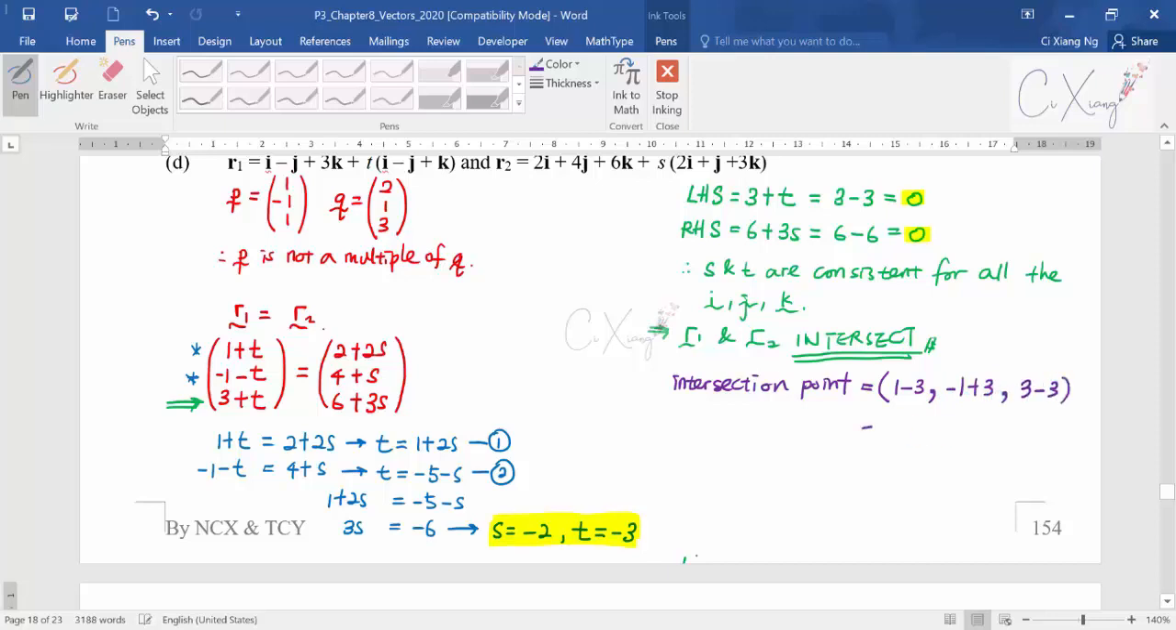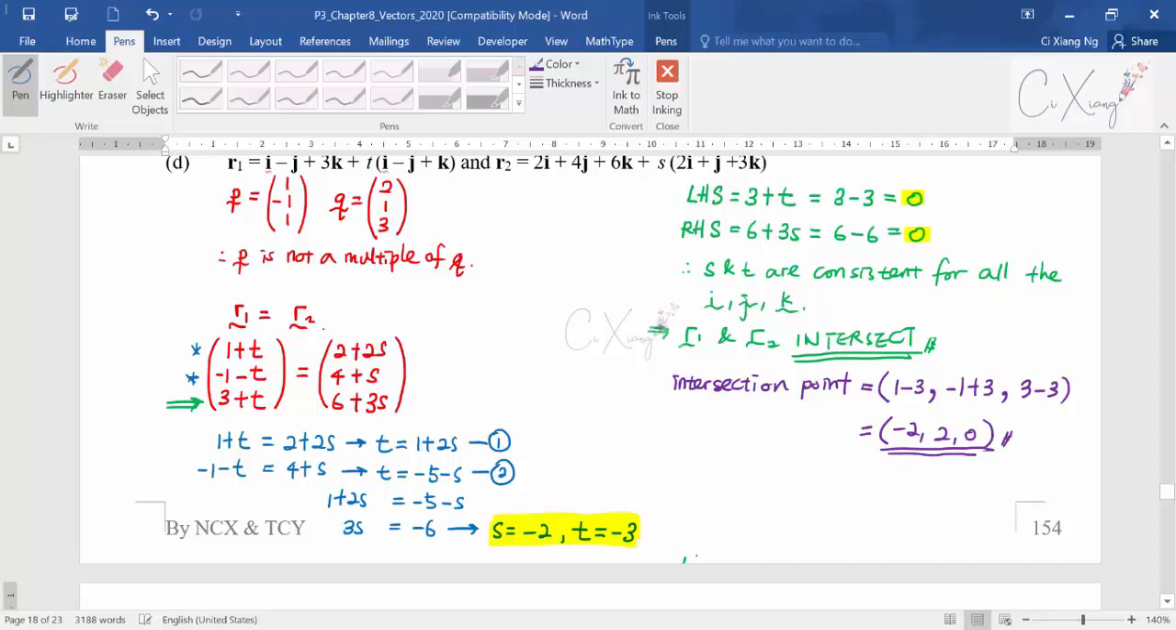Okay, so what is your intersection point? It will be 2, 2, and 0. Okay, sorry, negative 2, 2, and 0. Oh, yeah. Okay, it's negative 2, 2, and 0. So I'm having negative 2, 2, and also 0. So this is my intersection point.